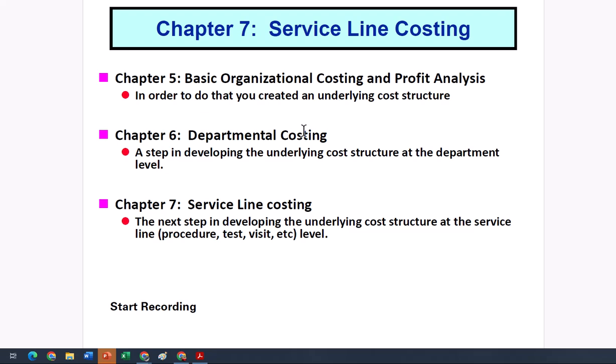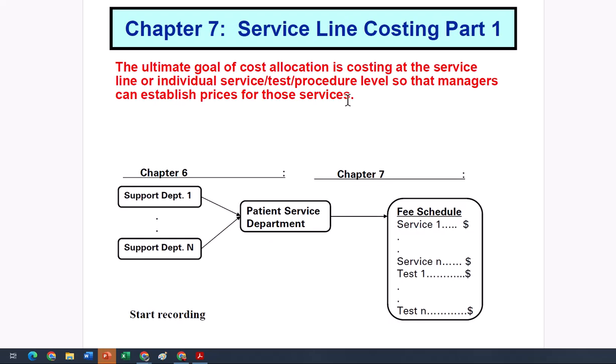Okay, let's talk about service line costing. So in chapter six, we got the department cost to the department level, and now we're going to take it to the actual service provided. So it's kind of the rubber meets the road, the procedure, test, the visit, etc. And why are we doing this? Because the ultimate goal is to establish prices for our services.